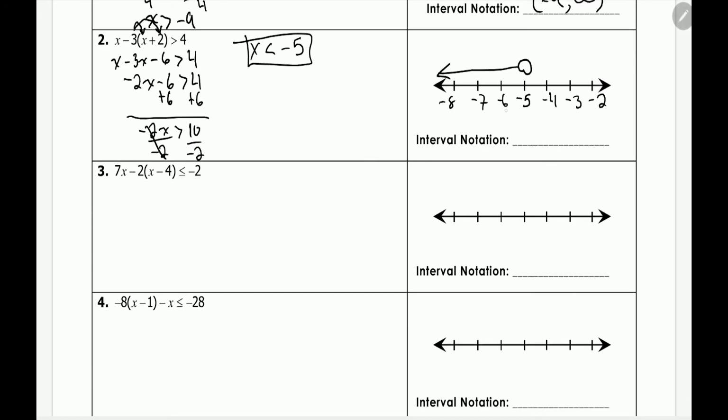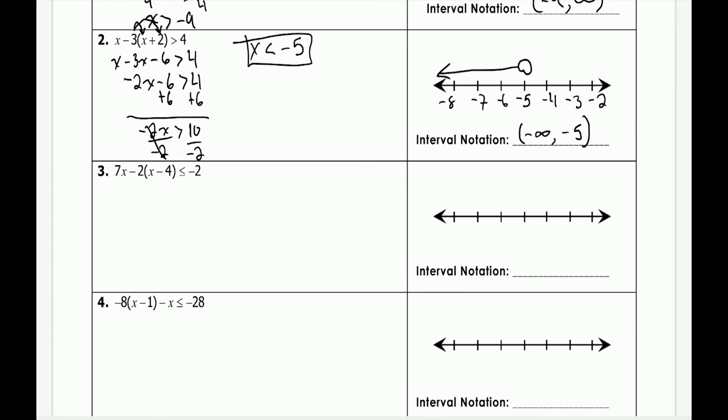So remember that we use parentheses with negative infinity and positive infinity. Comma. It goes to negative 5. Okay. Should we have a parentheses or a bracket? Well, since it's an open circle, we're going to use a parentheses. And that's it for our interval notation.